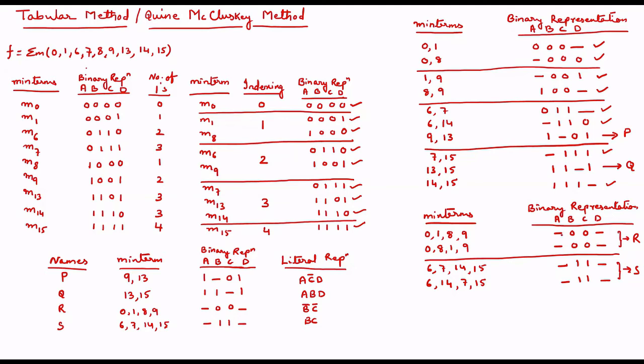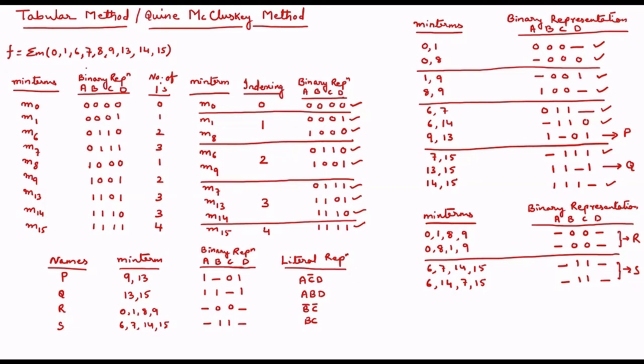Okay. Now from here I am forming this table where I am giving a column name as names, P, Q, R, S, and min terms. These are the min terms, that is 9 13, 14 13 15. And this one 0 1 8 9 I have taken. You can take this one also as you wish. From among these two, anyone you can take. I have taken the first one.